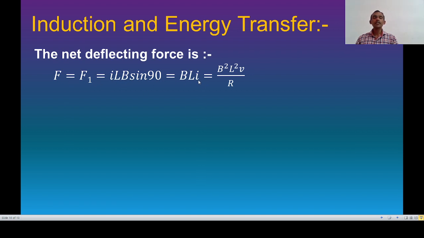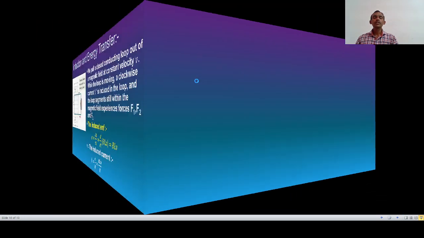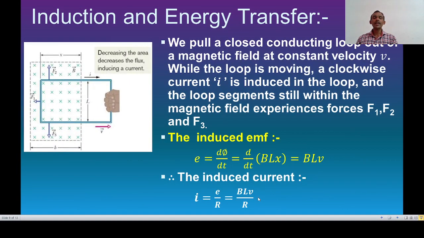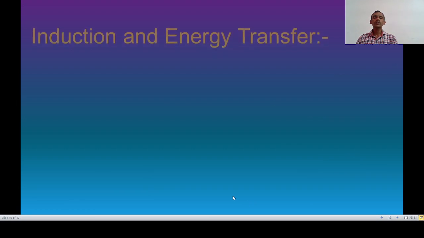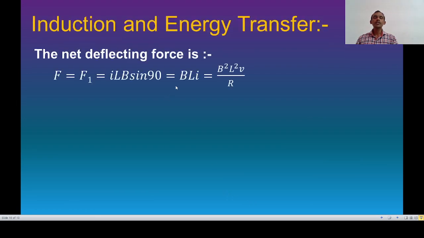And you know that I is equal to BLV upon R. Therefore, if we put the value of I in BLI, we get B square L square V upon R, that is the external force, or the force due to the magnetic force. The value of this is equal to B²L²V upon R.